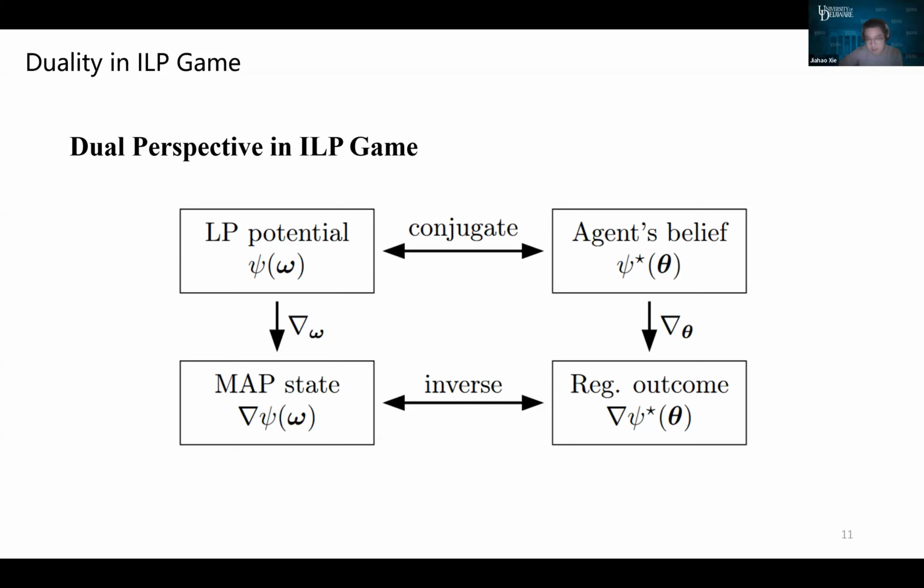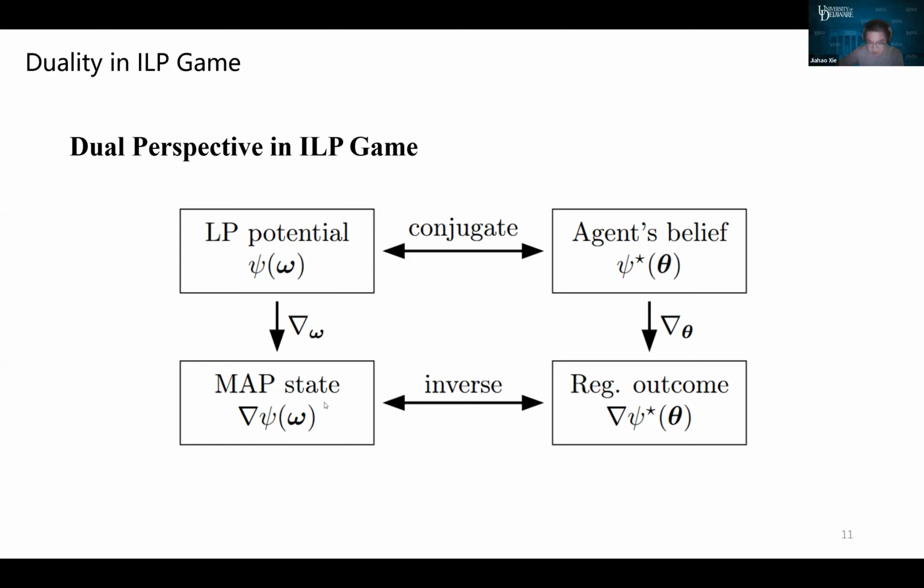Here, we can analyze this figure in detail. We can break this figure down. On one side, we have what's called the MAP state, which is essentially the most likely state according to the agents' reported beliefs. This MAP state gives us the optimal state from the agents' perspective.